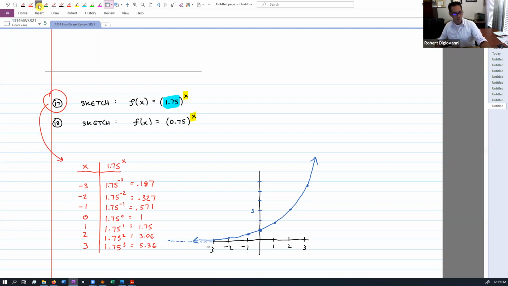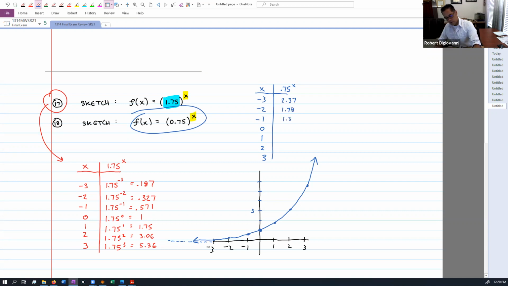Okay, for the next one, let me just show you what the table would be. So here's x, here's 0.75 to the x, -3, -2, -1, 0, 1, 2, 3. I'm just going to give you the answers here. So -3, it's 2.37, then 1.78, then 1.33, then 1, then 0.75, then 0.56, and then 0.42.